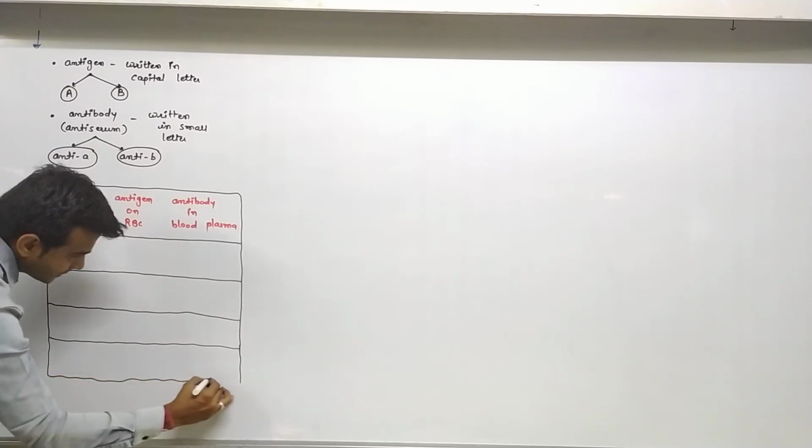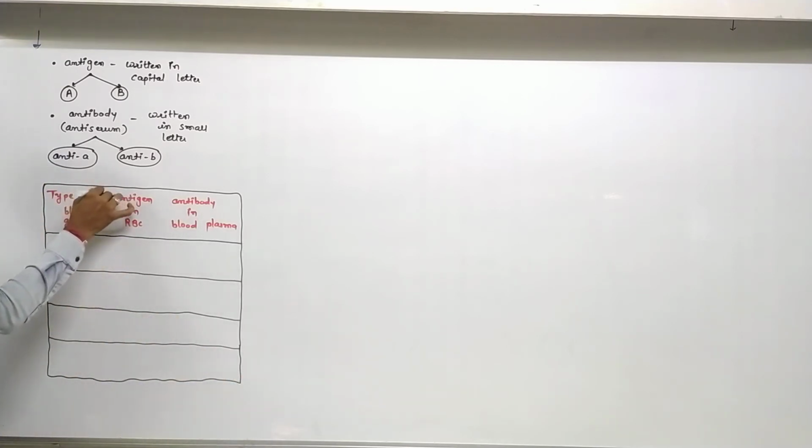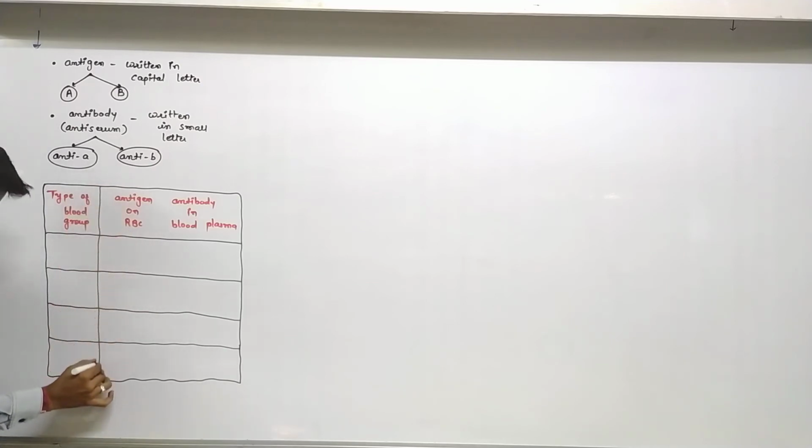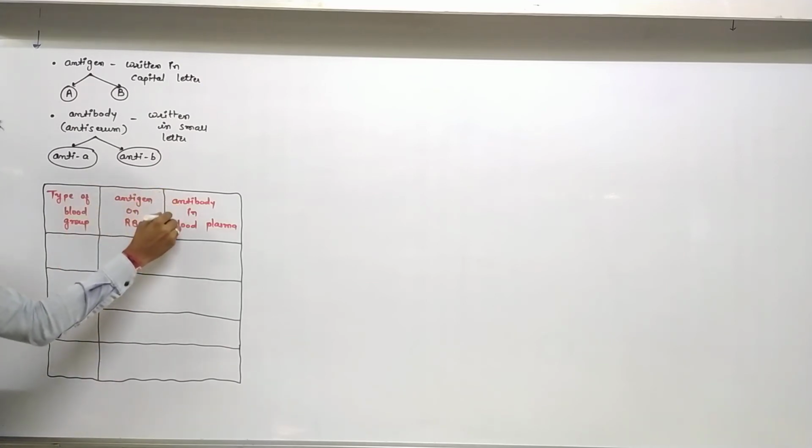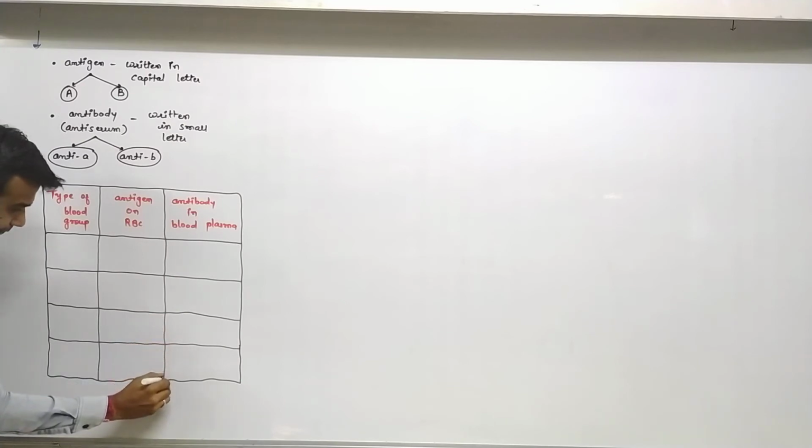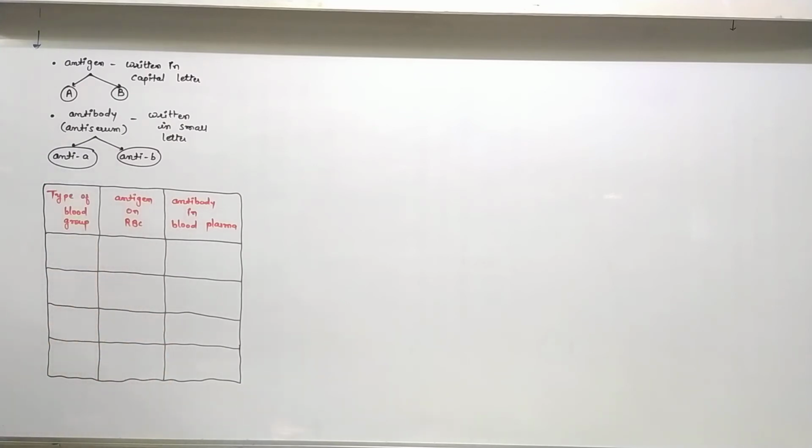Dear all students, please understand this table properly. Then you get an idea. Type of blood group. Yes, here four types are there: A, B, AB and O. Right?